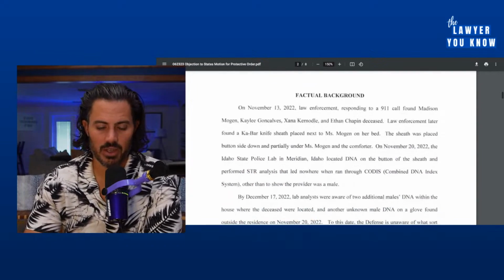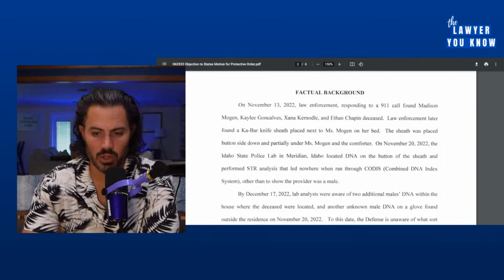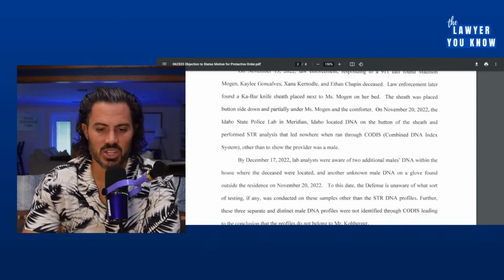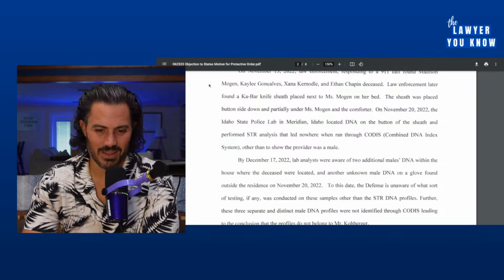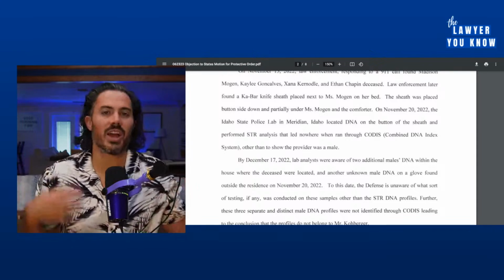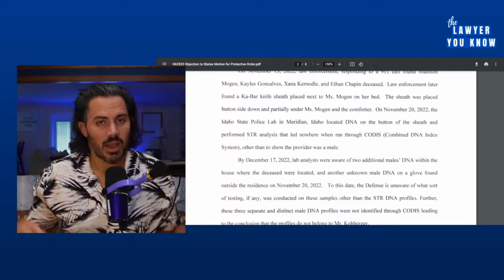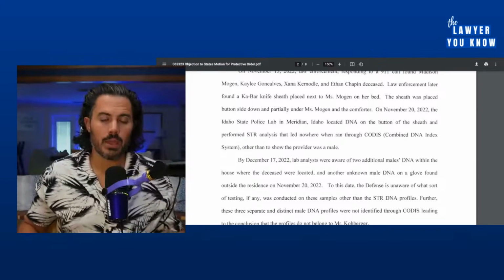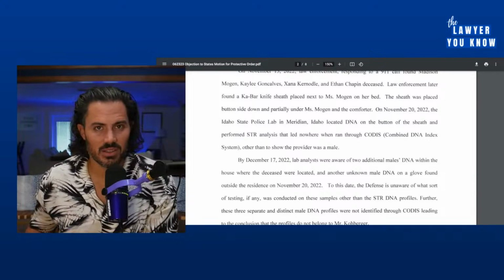Factual background. On November 13th, 2022, law enforcement responding to a 911 call found Madison Mogan, Kaylee Gonsalves, Anna Kernodle, and Ethan Chapin deceased. Law enforcement later found a K-bar knife sheath placed next to Miss Mogan on her bed. Placed. So this to me is one of the first times we've really gotten an explanation of what happened from the defense. And I am not going to say the defense is violating any privilege, attorney-client privilege, or anything like that. But we do know defense attorneys talk to their clients.